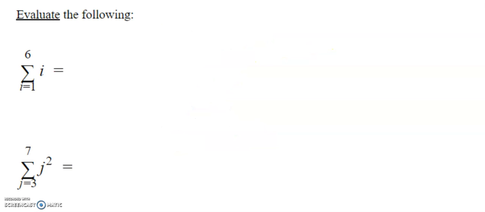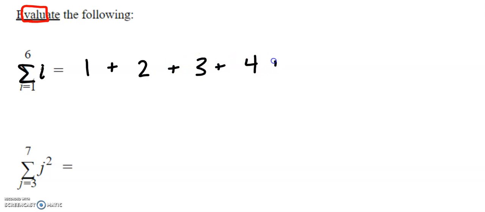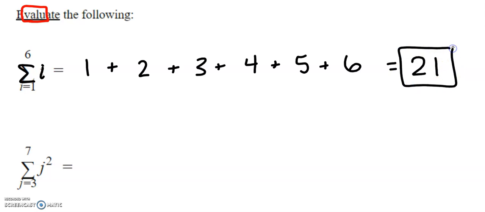All right, so evaluate the following. Remember, evaluate means that we're going to be finding a value. So thinking about this first one, it says sum all of the numbers of i, starting with 1 and ending with 6. So I'm going to add 1 plus 2 plus 3 plus 4 plus 5 plus 6. So I stop when i is equal to 6. You might want your calculator out, but also we can say 1 plus 2 plus 3 plus 4 plus 5 plus 6 is equal to 21. So this summation is equal to 21.